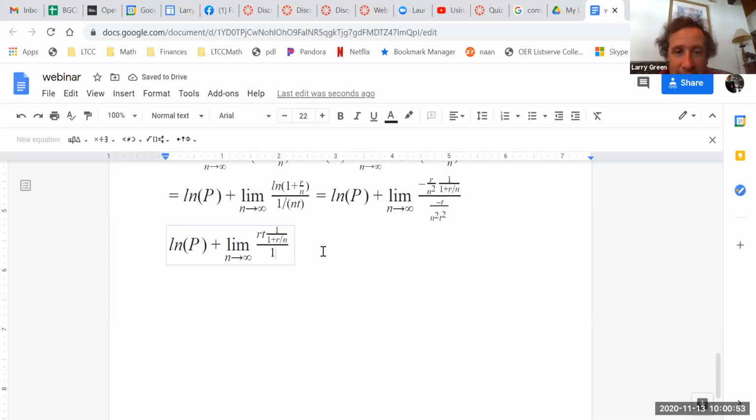So now I can plug in. What happens when n goes to infinity? I know it's a lot of algebra, but what happens when n goes to infinity? What's r over infinity? Hopefully I haven't lost y'all. Yeah, r over infinity is 0, so we got 1 over 1 plus 0. 1 over 1 plus 0 is 1. So that 1 just goes away, and we're just left with RT. And we still have the log of p.